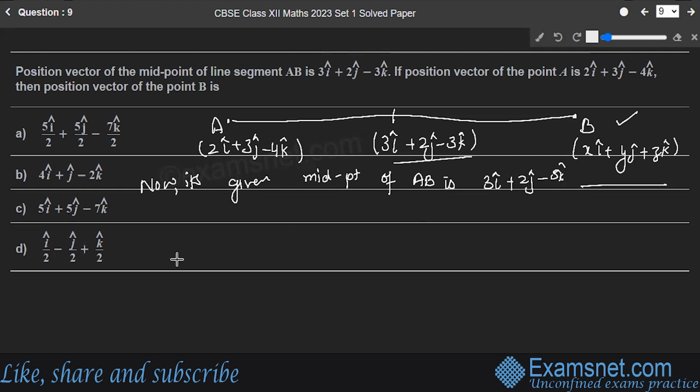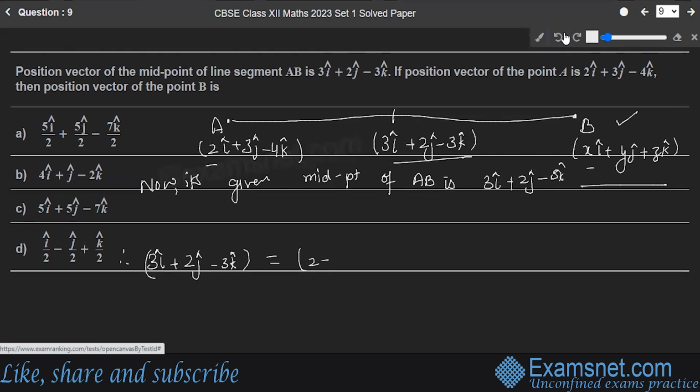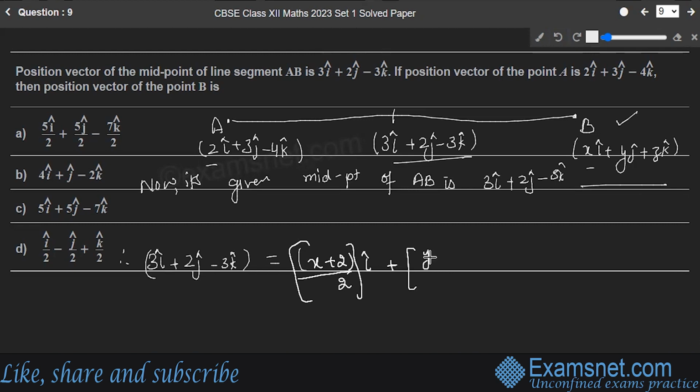Therefore, 3i plus 2j minus 3k is equal to (x plus 2) upon 2 i plus (y plus 3) upon 2 j plus (z minus 4) upon 2 k.